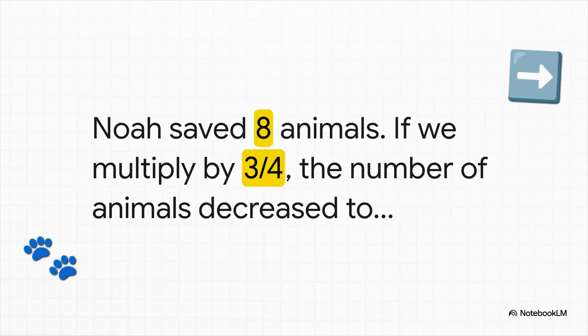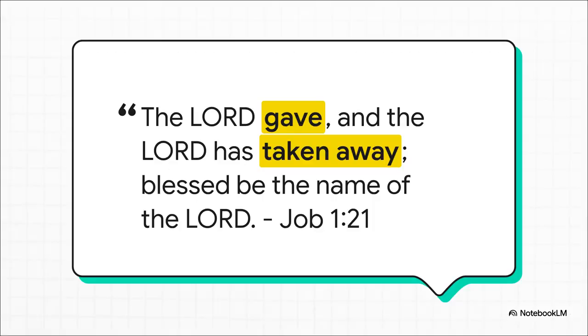The final problem brings in Noah. Remember him? Saved 8 animals on the ark. Well, that number gets multiplied by 3/4, and the number of animals decreases to 6. Just 6. A nice, clean, whole number. So the math principle holds up one last time. But here's the twist. The lesson isn't really about the number 6. It's about the idea behind it. And this is it. This is the big connection. The whole mathematical theme of numbers getting smaller, of things being taken away, is tied directly to this super famous verse from the book of Job.